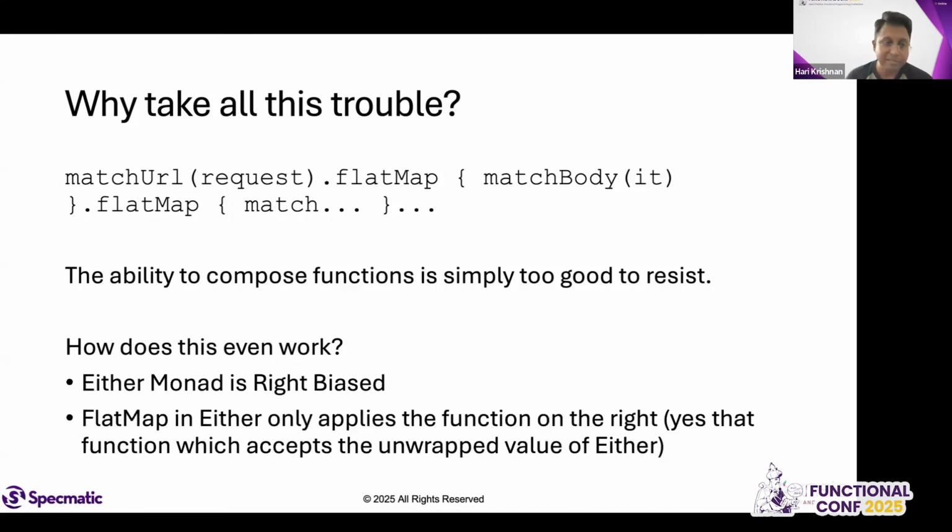So if it's right biased, what I mean by that is the flat map operator will only apply the function to the right, which is the HTTP request. If it's a success, it will apply the next function. If it's a failure, we'll come to it. So that's why we have this ability.